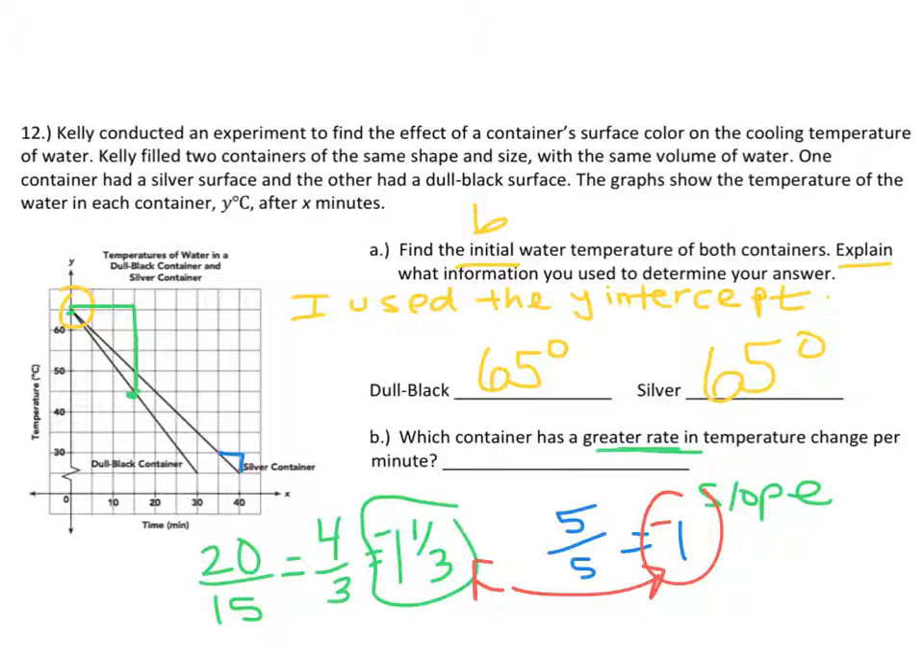Okay, so which one is cooling at a faster rate? Cooling faster, a greater rate? I would say that the dull black container is cooling down faster. So we would say dull black, because this would be decreasing at a faster rate. It's a little bit more than negative 1.